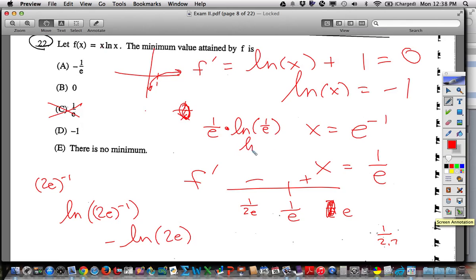Well, what's ln 1 over e? That's ln e to the negative 1. That brings the negative 1 down. What's ln e? 1. So bring the negative 1 down. So it's negative 1 times 1 over e. So it's A. Choice A.